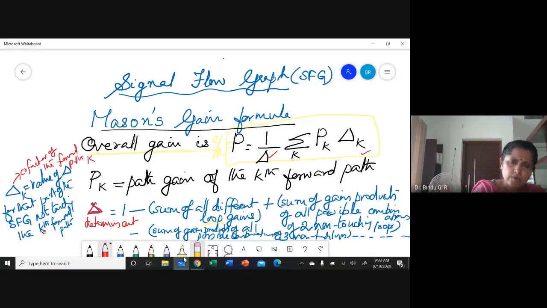Okay. Now, why I took the pains to write all these is because many times they ask you what is Mason's gain formula and you have to state this formula as I have written here. You should know it by heart. And I am sure that you will know it by heart when we do problems.